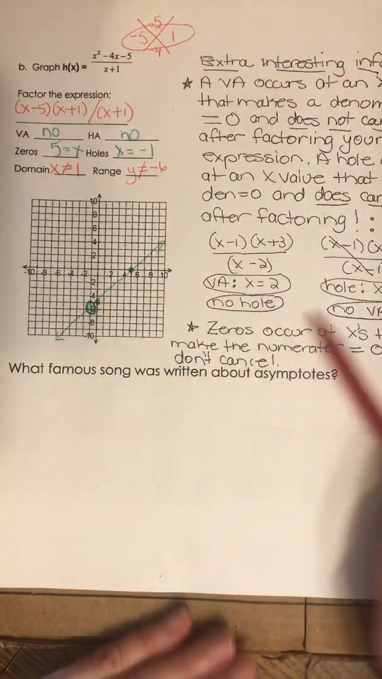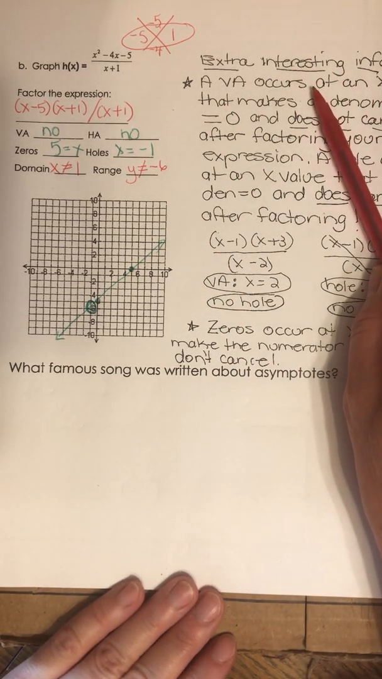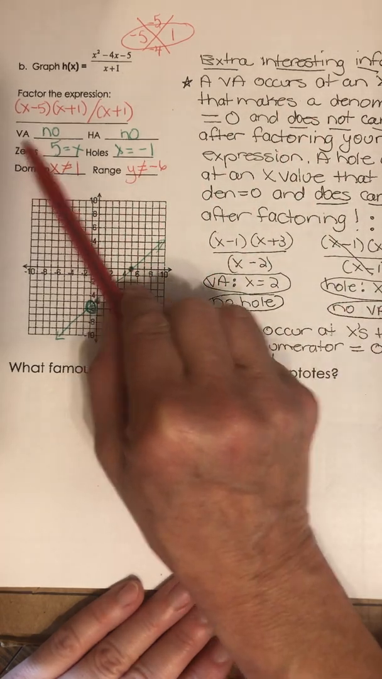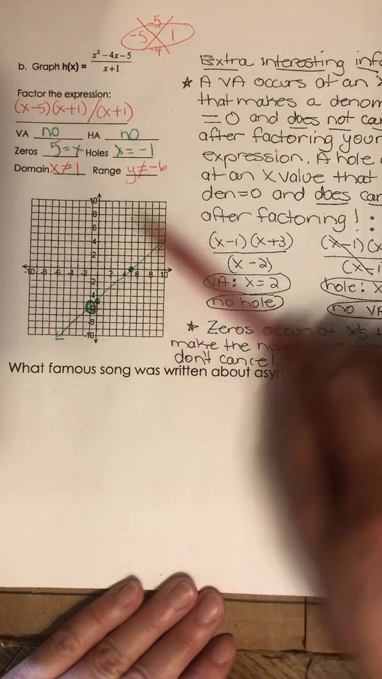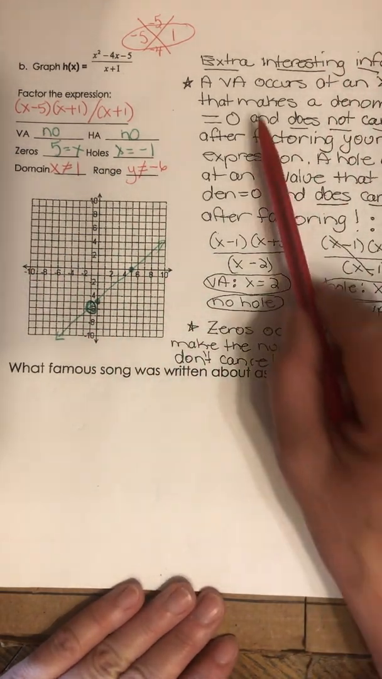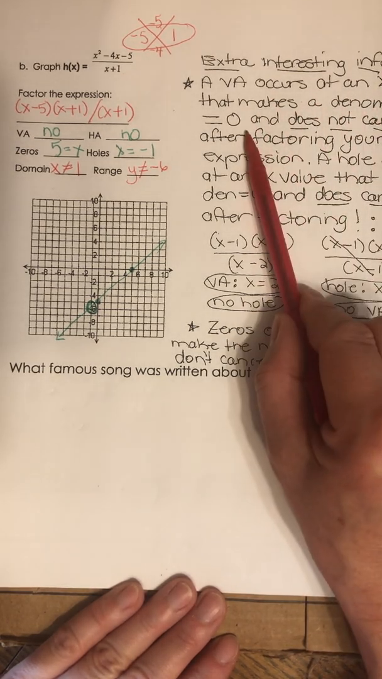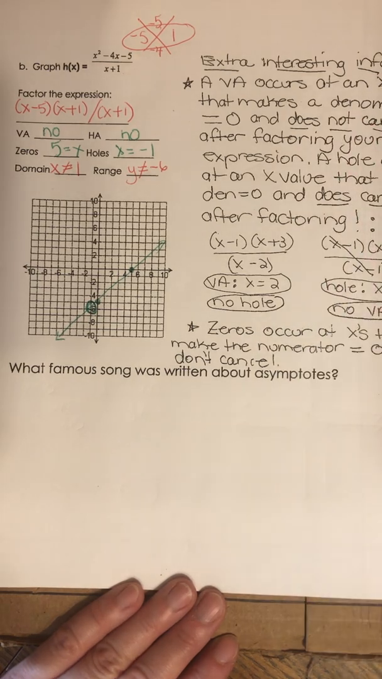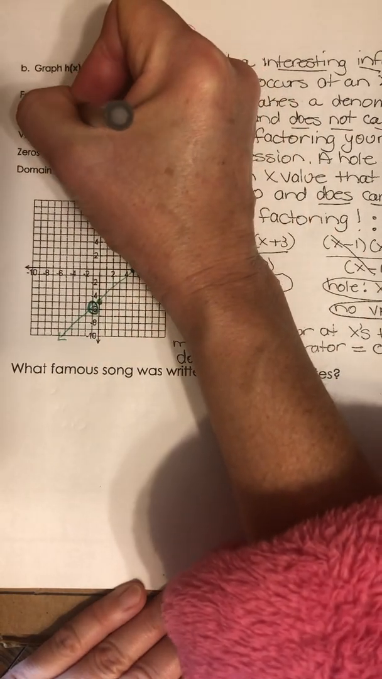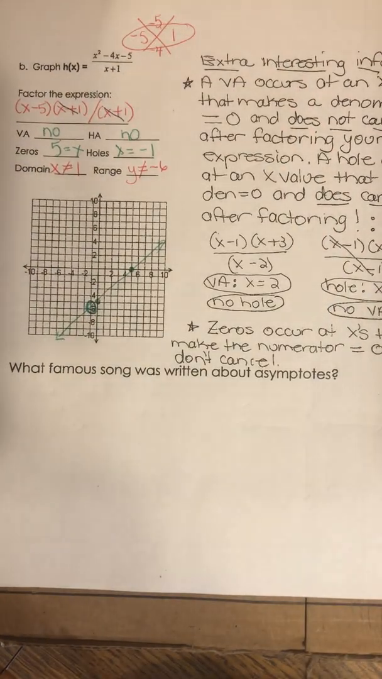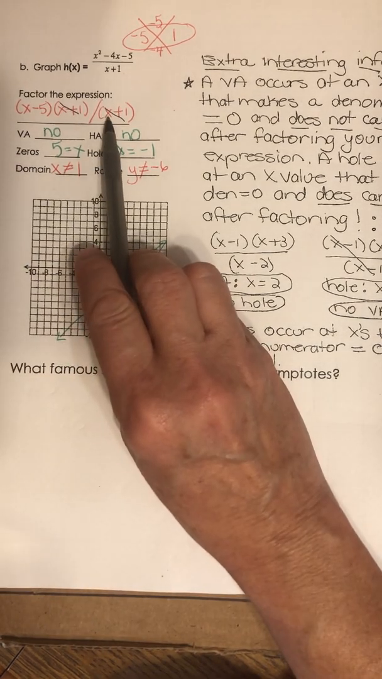Let's just look to the right. This is information you would use a lot in pre-calc, and I just want to point out some things to you. You can find the VA, the HA, the zeros, the holes, the domain and range by using your calculator. We can also look at the function. A VA occurs at an x value that makes a denominator 0 but does not cancel. Look to the left at our expression. Notice an x plus 1 cancels out of the numerator and denominator. That's why there was not a VA at negative 1.